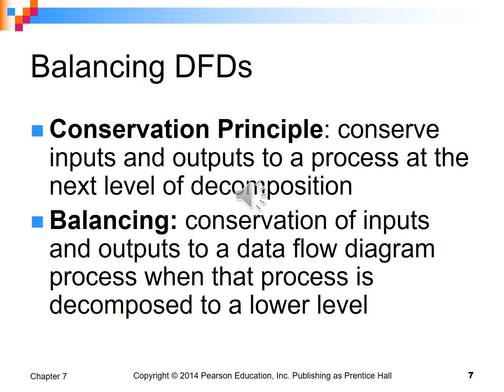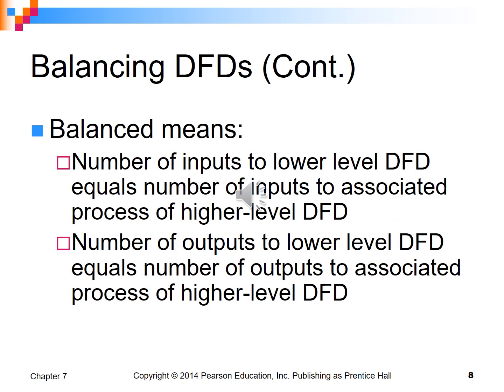Again, as we explained what balancing really is: the conservation principle, which is to conserve input and output of a process at the next level of decomposition. Balancing is the conservation of input and output to a data flow diagram process when the process is decomposed at a lower level. As we explained before, this is what balance means.